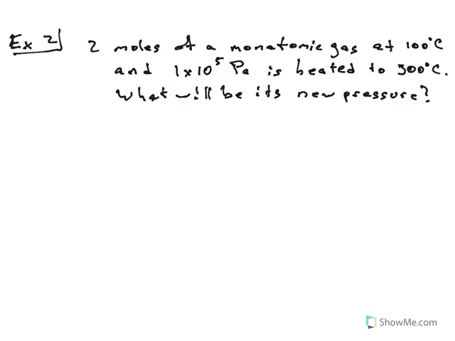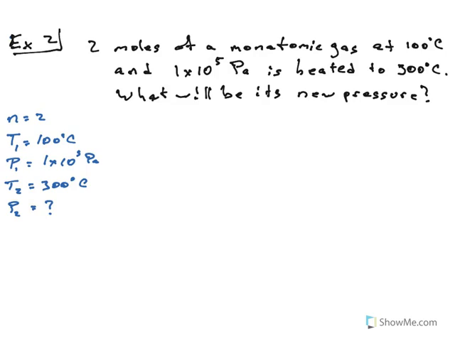Alrighty, so let's see what we have here. We're given the number of moles, N is 2. We're given an initial temperature, T1 is 100 degrees Celsius. We're given a pressure, 1 times 10 to the 5th pascals. We're given a final temperature, 300 degrees C. And I'm looking for the final pressure.